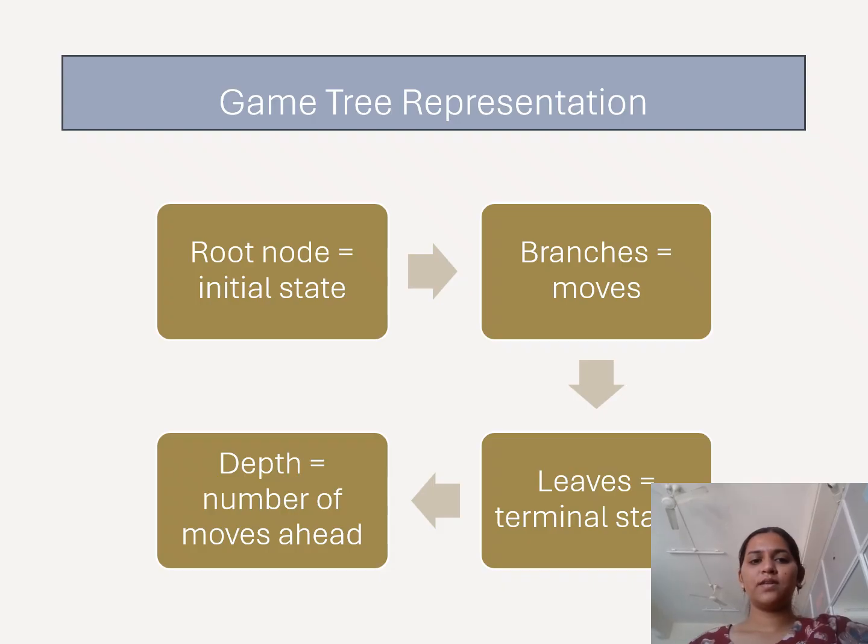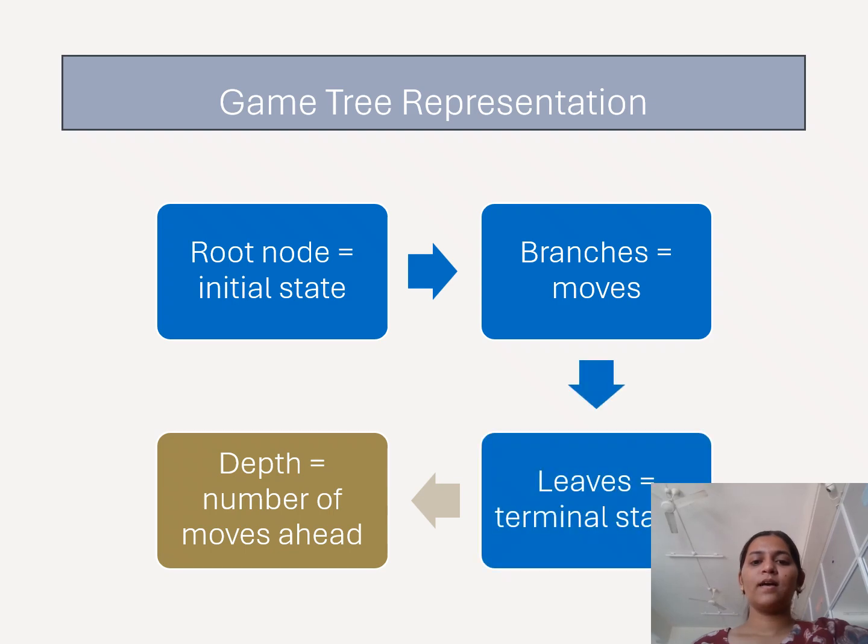Next is game tree representation. How do we represent a game tree in search space? Let's know about it. Firstly, there is a root node, which is the initial state. Then it has branches equal to moves. Then it has leaves, meaning terminal states. Then it goes in depth, the number of moves ahead. This is how we represent a game tree.